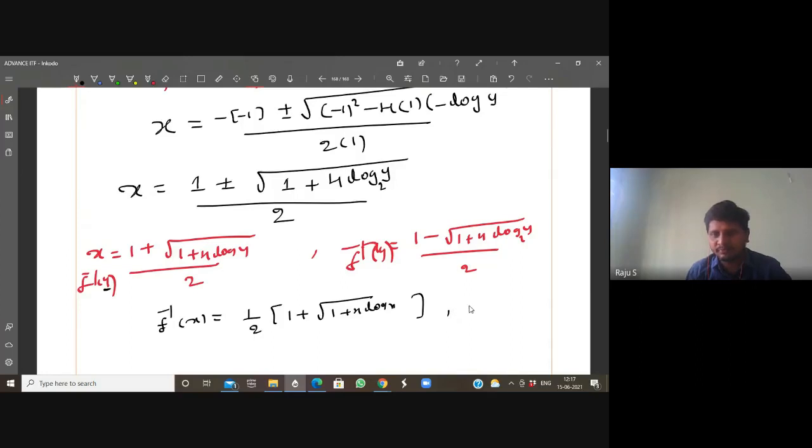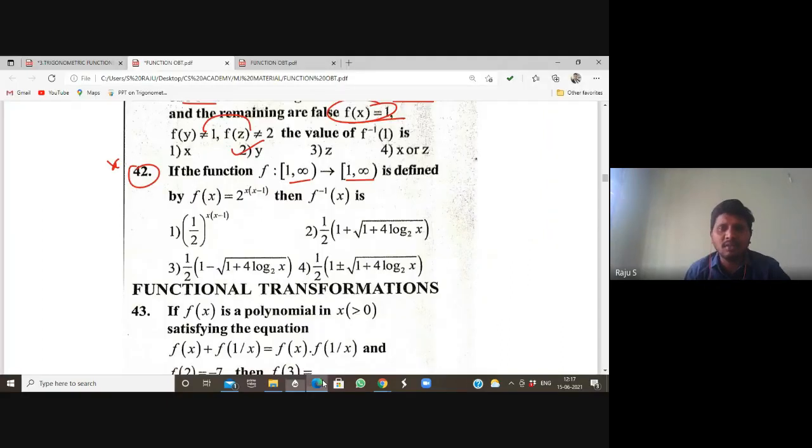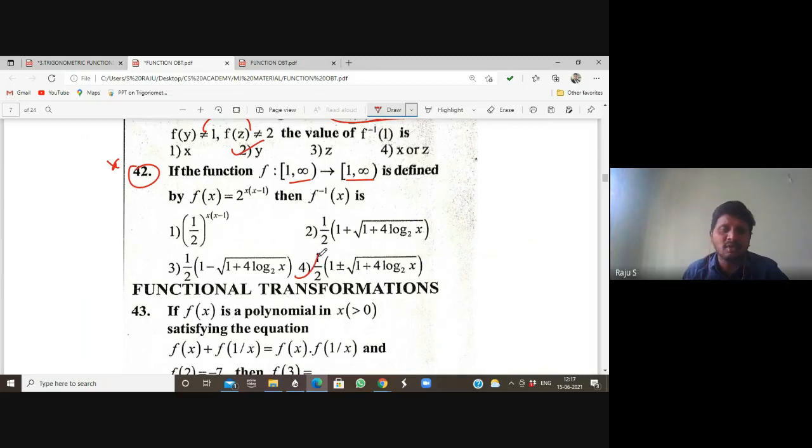Another root is 1 by 2 times of 1 minus square root of 1 plus 4 log x. Anyone, plus or minus we got. What is the correct answer? Shall I take here? Fourth option is correct.